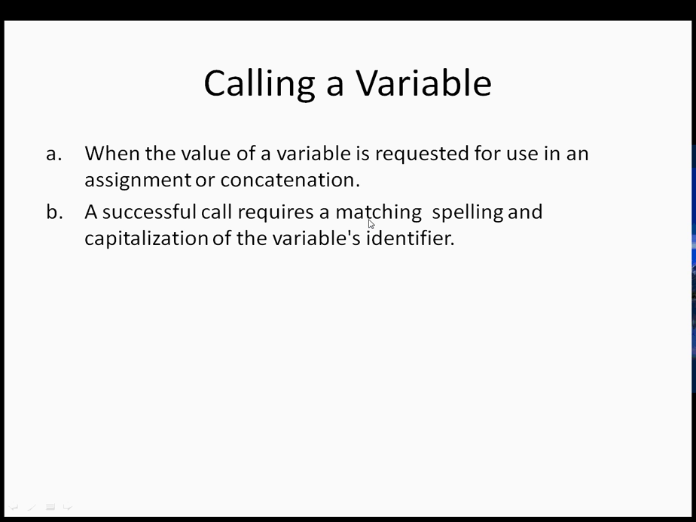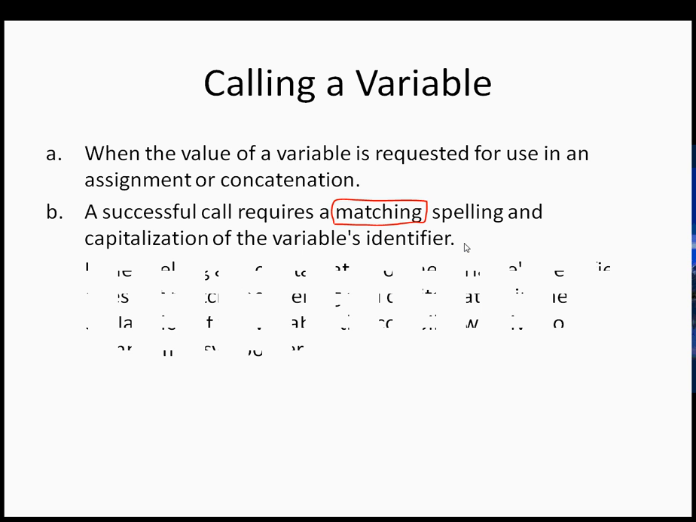A successful call requires a matching spelling and capitalization of the variable's identifier. And the key word here, it's got to be a matching spelling and capitalization. So however the variable is spelled and capitalized, that's what the call, when it calls a variable, it's got to have that same spelling and capitalization. And we'll show that in a second.